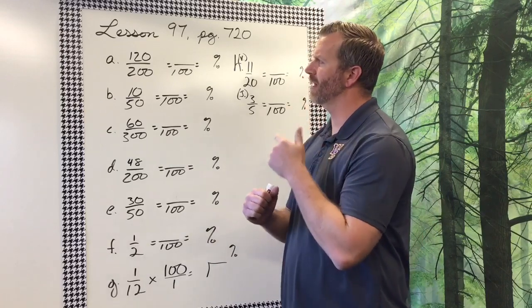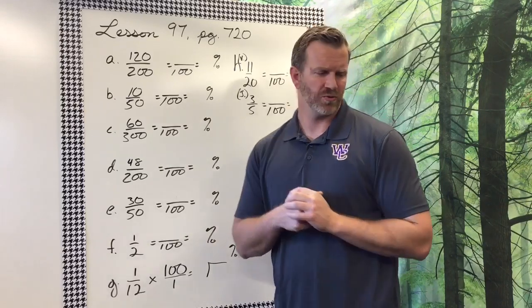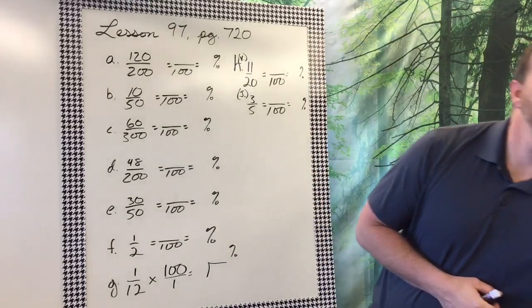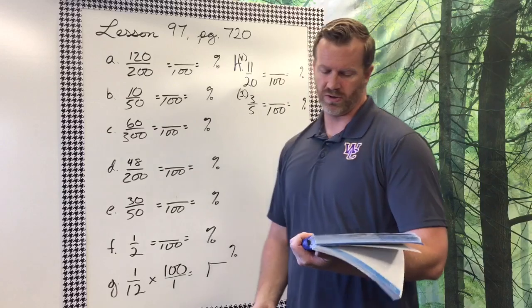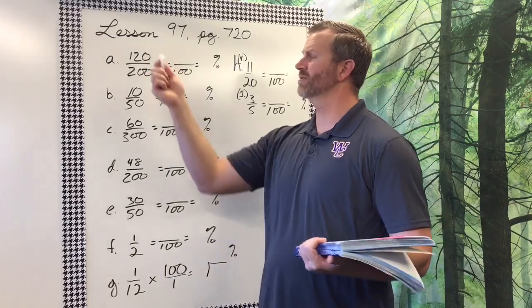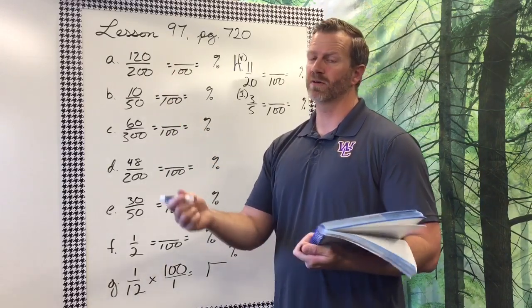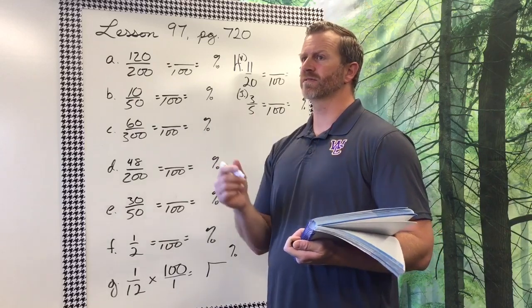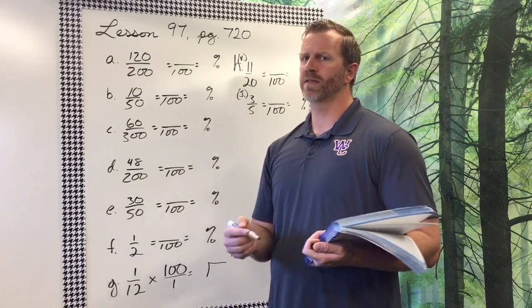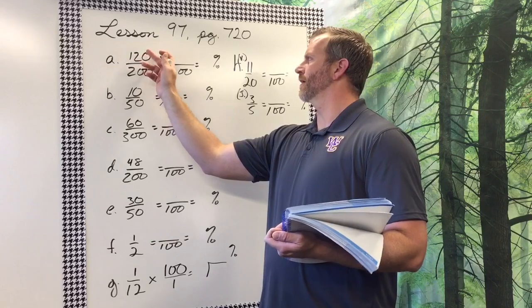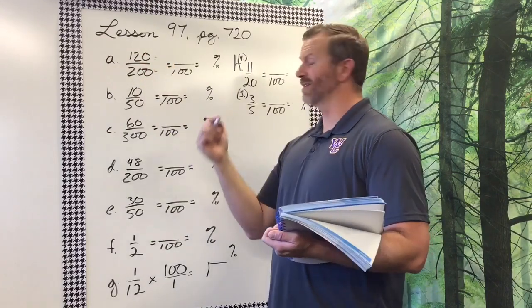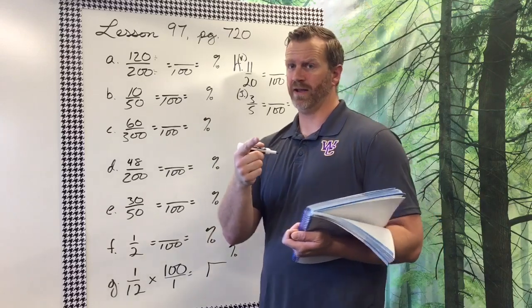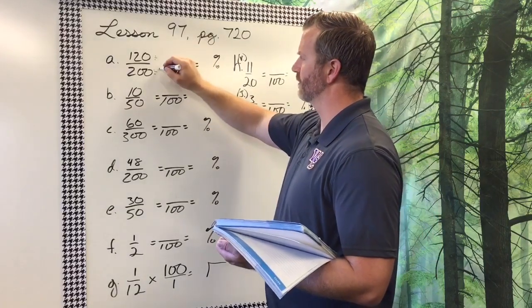Let's see. We have A. 120 of the 200 students are girls, and what percent would be girls? So 120 out of 200. Now, are we going to multiply or divide to reduce this down? Reagan, help me out. What do you think we're going to do? That's right. We have to divide. Now, what am I going to divide 200 by to get 100? Go ahead, yell it out, Reagan. We have to divide by 2.